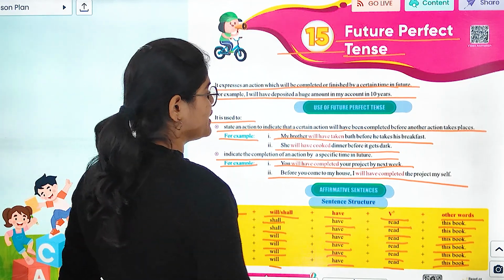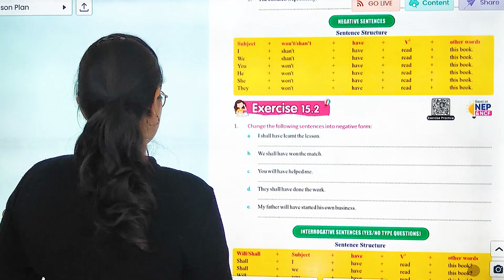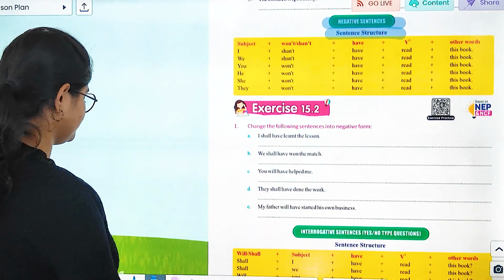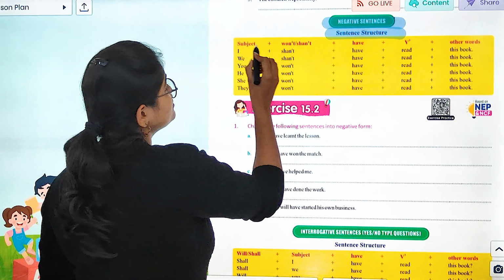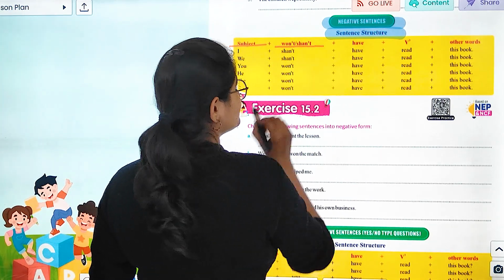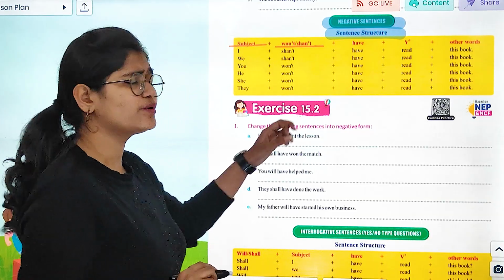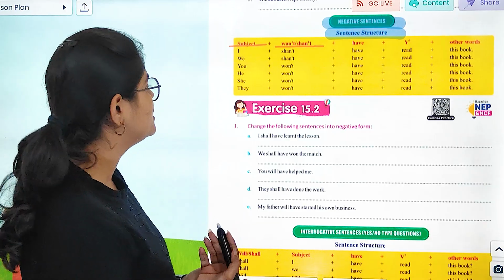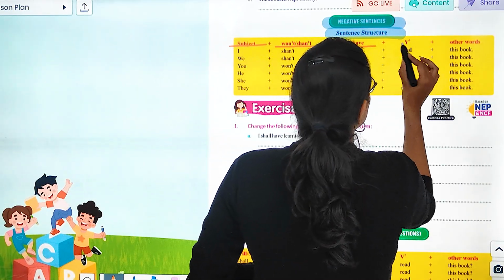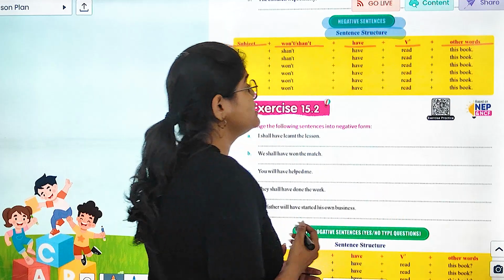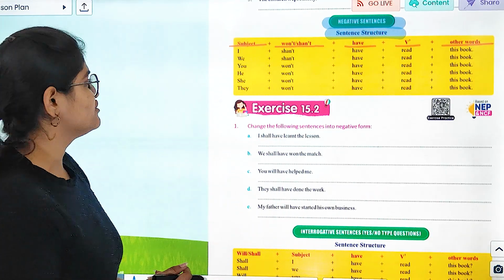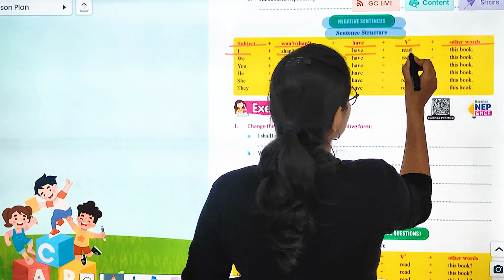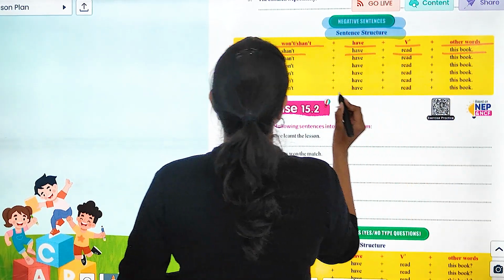Now, let's move ahead. So, here we have the sentence structure of the negative sentences. So, let's read it. So, first of all, we have the subject plus won't or shan't. So, won't and shan't are the contracted forms of will not and shall not, as we know, right? Plus have plus verb form plus the other words, right? So, let's say, I shan't have read this book.